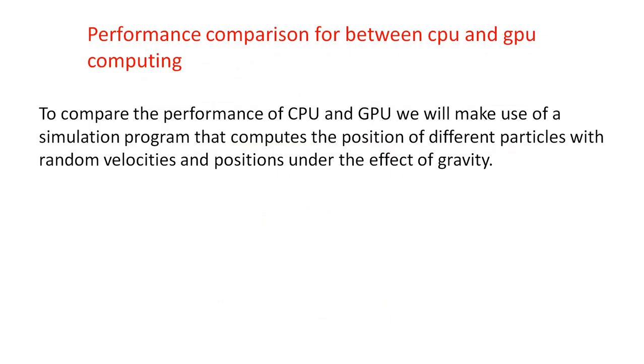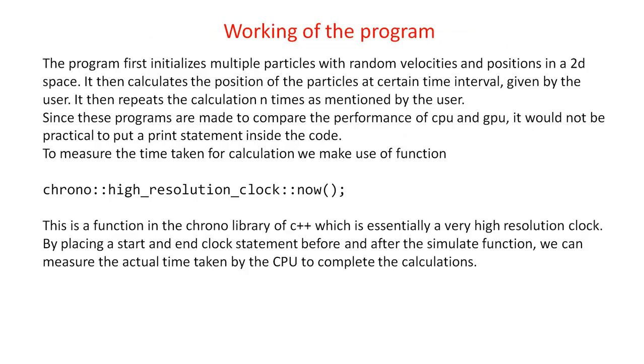For performance comparison between CPU and GPU, I created a simple CPU simulation program that calculates the position of different particles with random velocities and positions under the effect of gravity. So how does the program work? Firstly, it initializes multiple particles with random velocities and positions in a 2D space, and then calculates the position of the particles at a certain time interval that is given by the user, and it repeats the calculation n number of times.